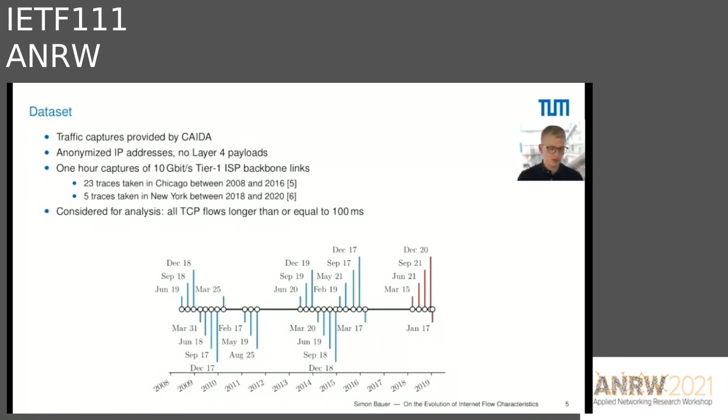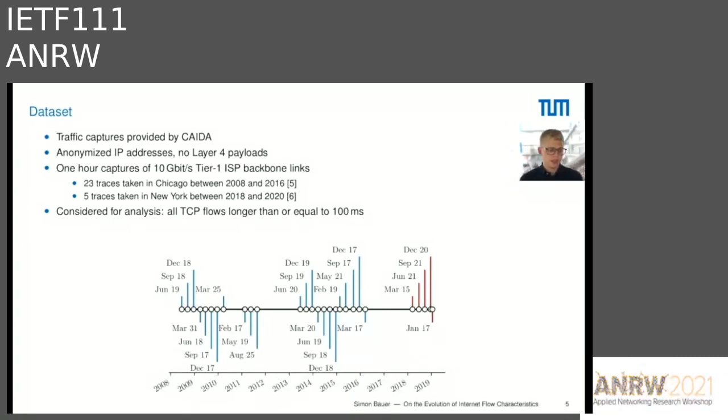As illustrated below on the timeline, we select 23 traces taken in Chicago between 2008 and 2016, and 5 traces taken in New York between 2018 and 2020. As you see, we have 3 periods without traces for several months. So on average, we select traces in an interval of 3 months, but there are 3 larger intervals without traces, because there are simply no traces available.